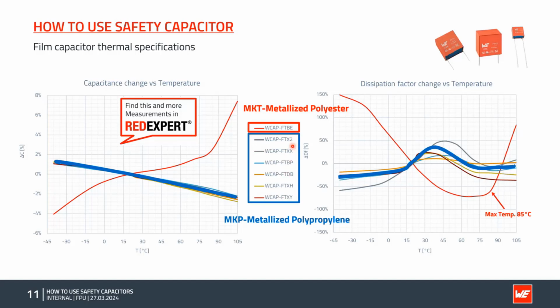The first two are the safety capacitors, then we have general purpose, we have DC link, also polypropylene, and we have special safety capacitors for harsh environment, and also the Y capacitors, they are also using polypropylene. This is why we can assume it as this blue line. So the change of capacitance is not that big compared to the MKT, so like the PET polyester types.